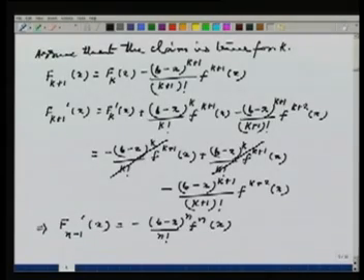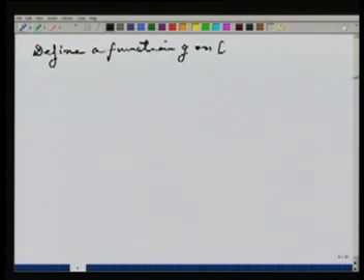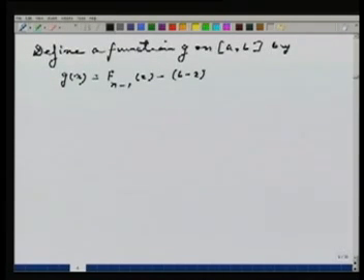Okay. Now I am going to use this in the following form. I define a function g on the closed interval [a,b] by g(x) equals f_{n-1}(x) minus (b minus x)^n divided by (b minus a)^n into f_{n-1}(a). Now clearly g is a differentiable function.